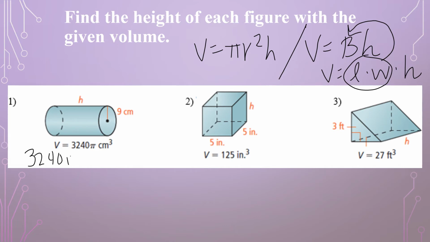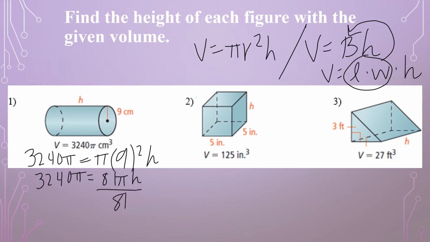3240 pi equals pi r squared times h. R squared, 9 times 9, would be 81. So we would have 81 pi times h equals the 3240 pi. So when you divide both sides by 81 pi, the pi's on both sides cancel, so you're left without a pi. And so does the 81 on this side. So 3240 divided by 81 is 40 centimeters. And that is what your h equals.